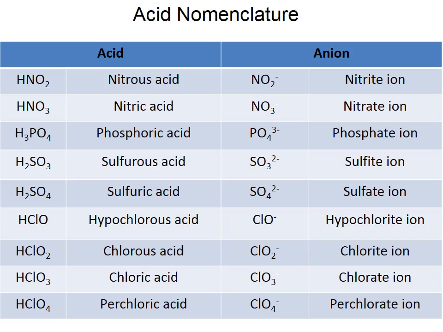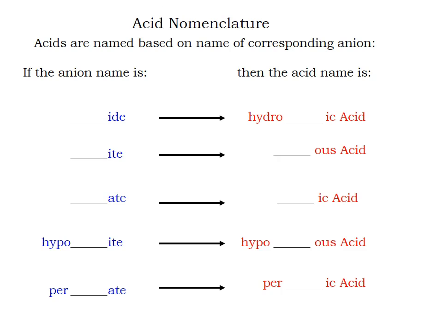And finally, the last thing that we need to look at is the effect of prefixes. If the anion already has a prefix, like hypochlorite ion or perchlorate ion, then look at the corresponding acid name. You'll notice that the prefix is still there, right? So the prefixes don't change. So if we add that into our list here, if there is a prefix in the anion, like you see on the left for hypo blank ite or per blank ate, then that prefix still stays there. So hypochlorite becomes hypochlorous acid, and perchlorate becomes perchloric acid.